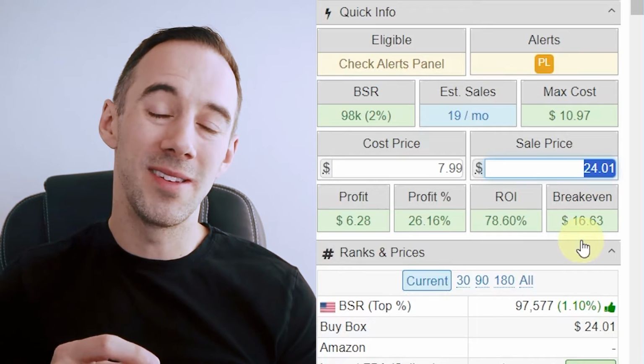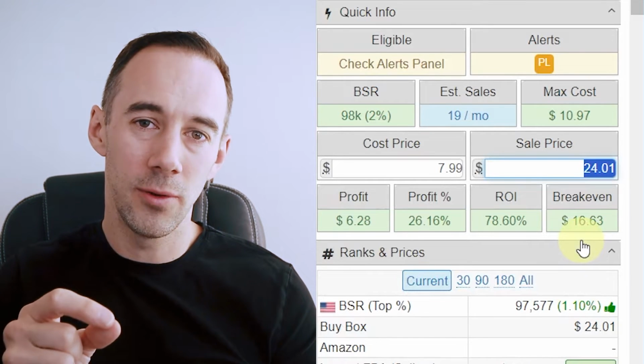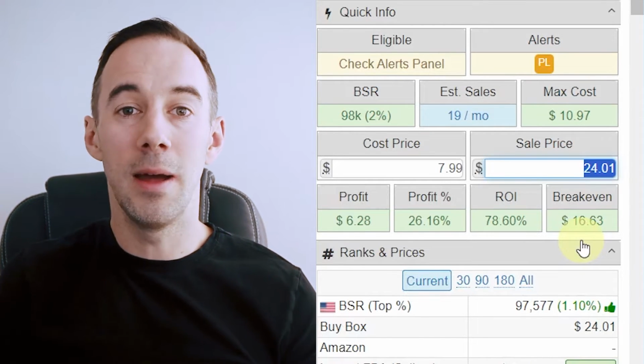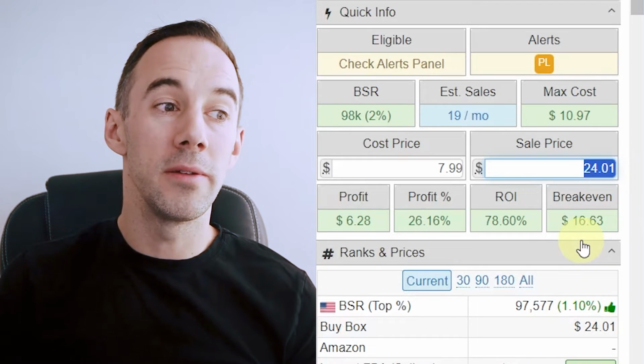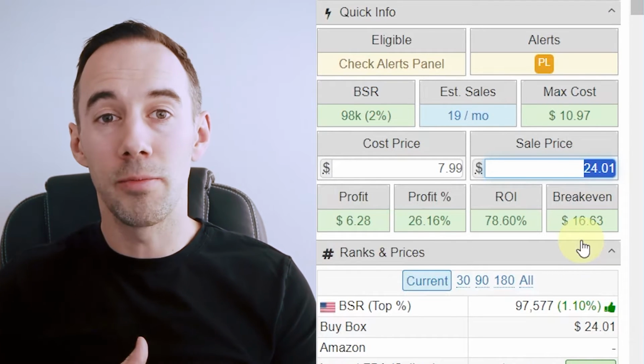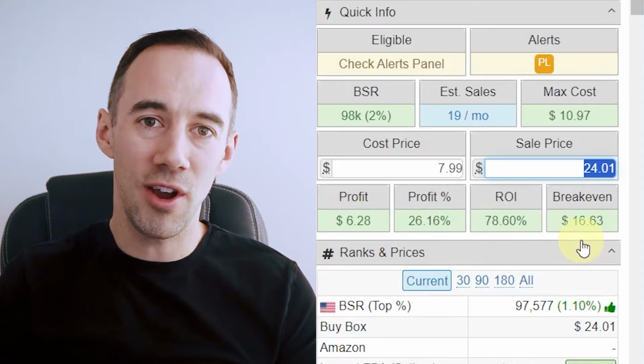But the break-even price is the lowest price you can sell this for to just get your money back. That's it. Because sometimes in this game, you will find that products aren't as profitable as you think they are, or maybe the market crashes. So being able to get your money back is really, really important.